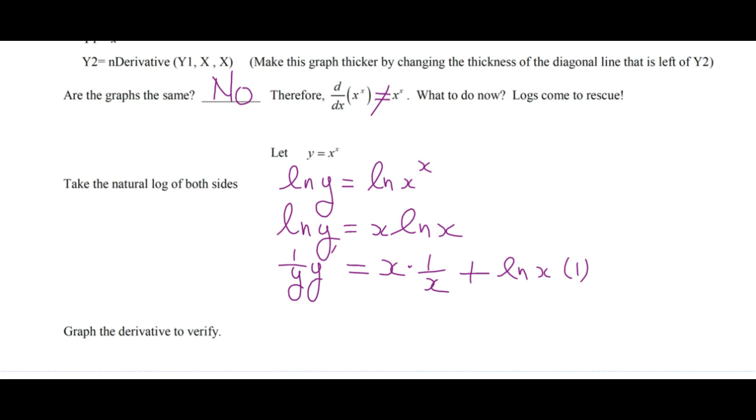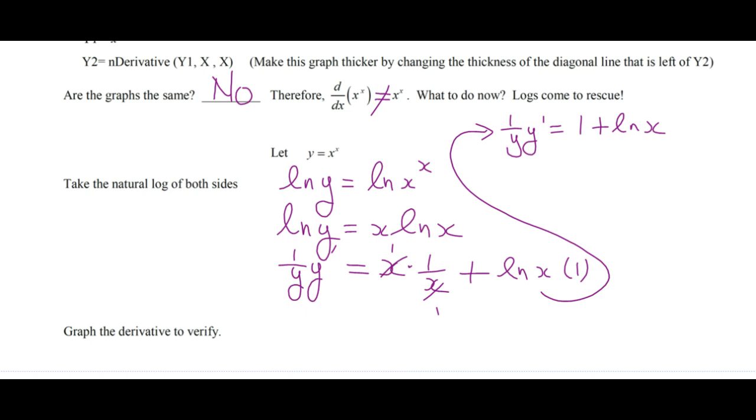Okay, so we've got that product x ln x. It's x times the derivative of ln x, which is 1 over x, plus ln x times the derivative of x, which is 1. So x times 1 over x is just 1, and that's just ln x. So 1 over y times y prime is equal to 1 plus ln x.